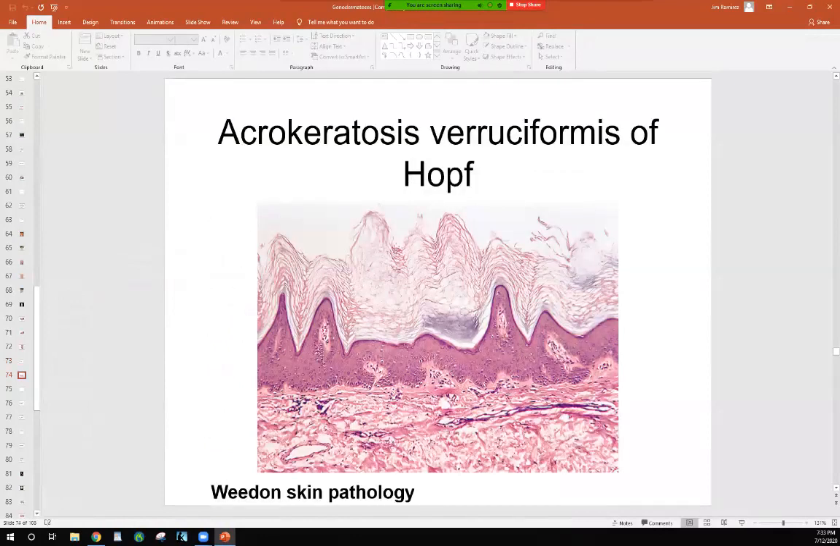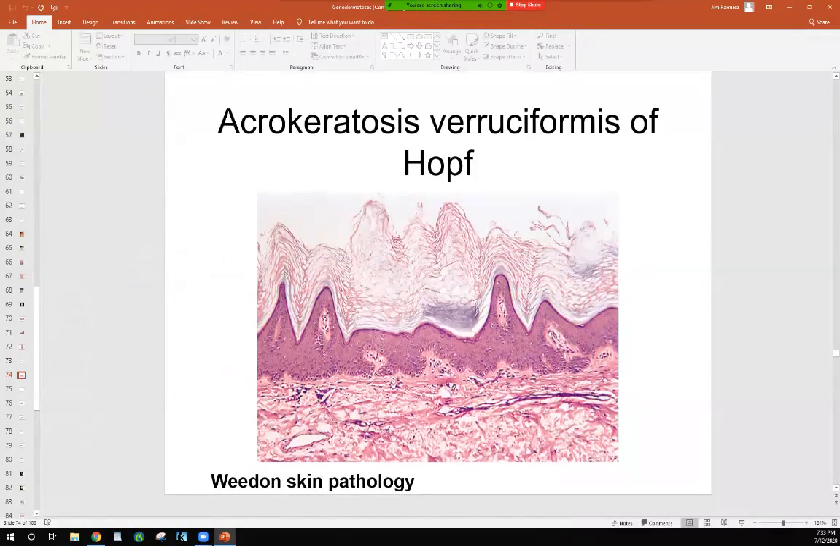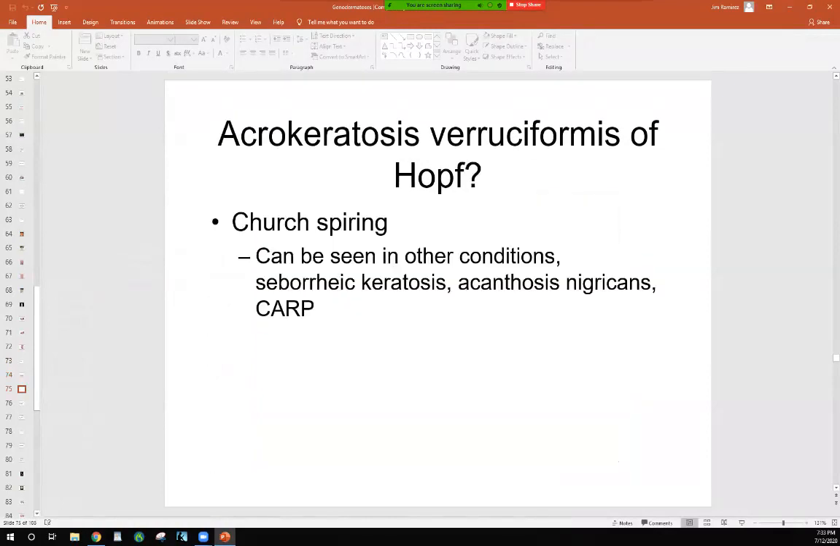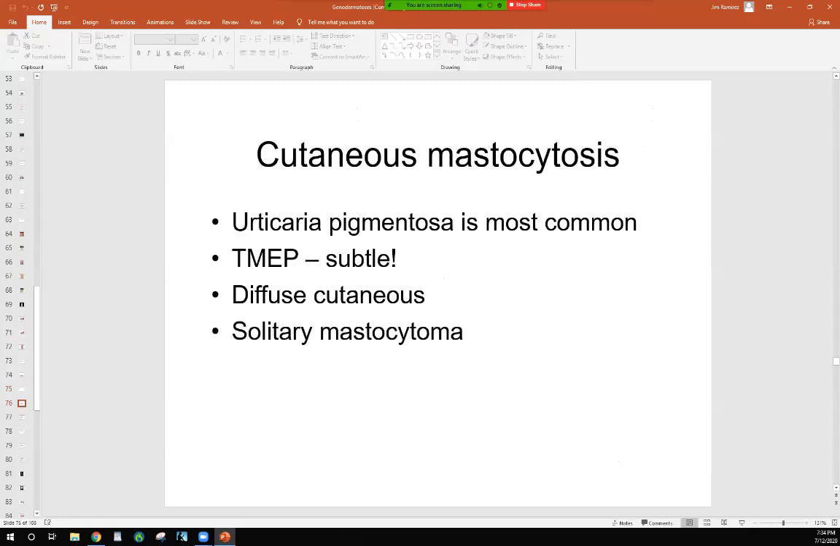And then again, before we leave Darier's, acrokeratosis verruciformis of Hoff has that church spire pattern, which is not specific, but it is an important pattern to recognize. You can see it not only in this condition, but also in things like, very commonly, seborrheic keratoses, acanthosis nigricans, or CARP. All right, any questions before we tackle mastocytosis?